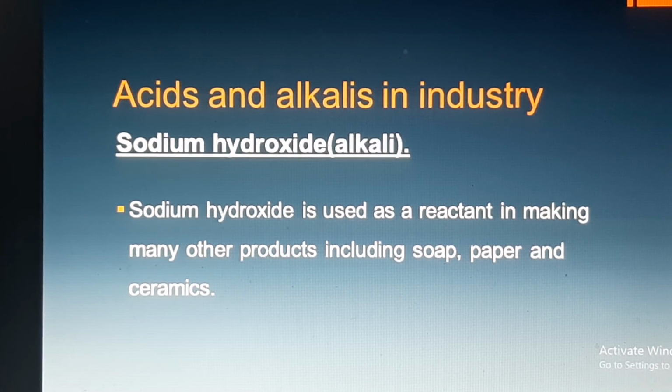Next one, sodium hydroxide. The industrial use of sodium hydroxide. Sodium hydroxide is an alkali. It is used as a reactant in making many other products including soap, paper and ceramics. The main use of sodium hydroxide is in the manufacture of soap. We know that for soaps, detergents and all cleaning purposes, we use sodium hydroxide. It is used for making soap, paper, ceramics and also all the cleaning products. Most cleaning products are made from sodium hydroxide.